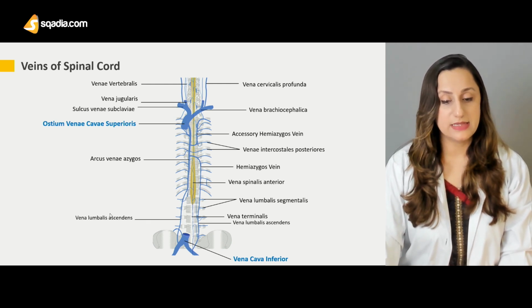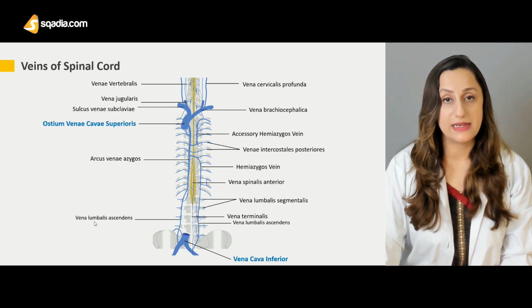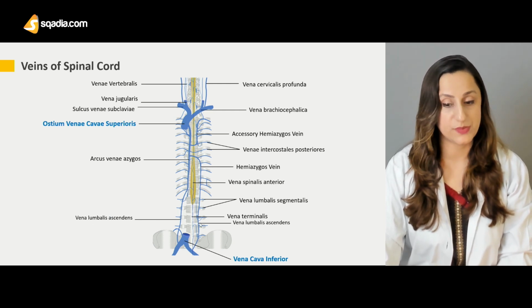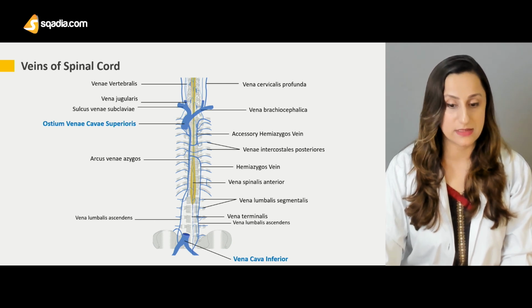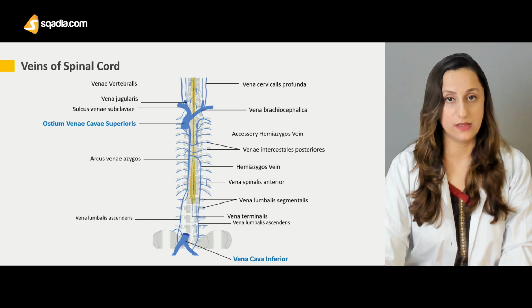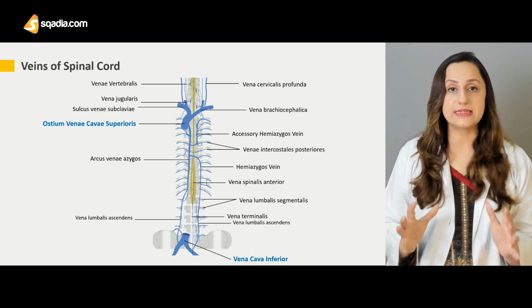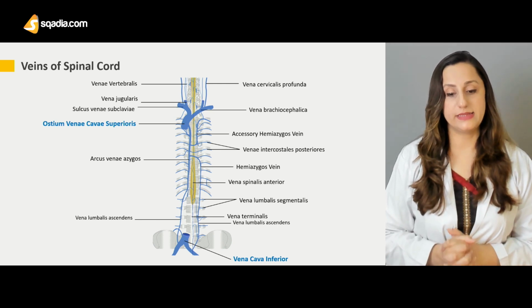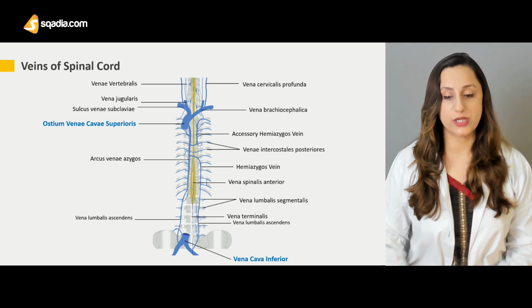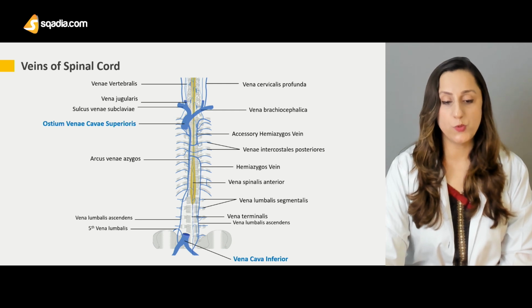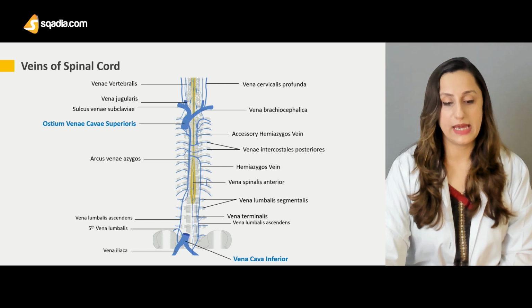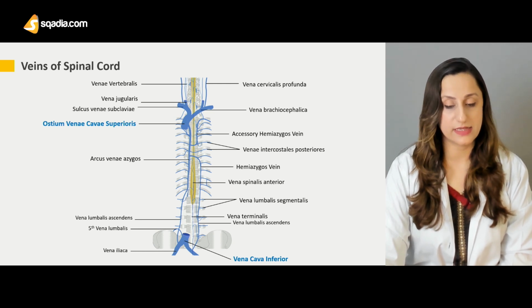Now, these are again the subdivisions. We have a vena lumbalis ascendens, we have a vena terminalis, and then moreover, we have the vena lumbalis ascendens that is present on the other side as well. So we have these two ascending lumbar veins that are present, and they're basically going to drain accordingly. Then we have the fifth vena lumbalis over here. And then particularly we have the vena iliaca that is present over here.